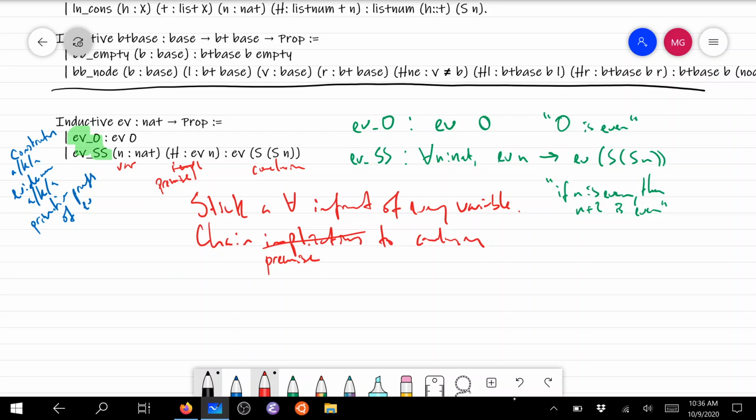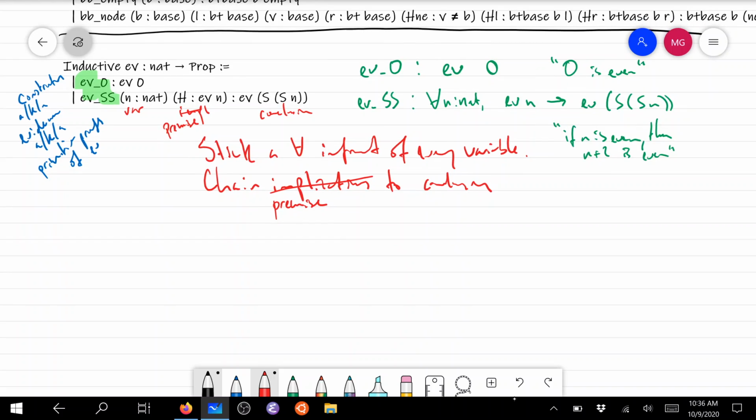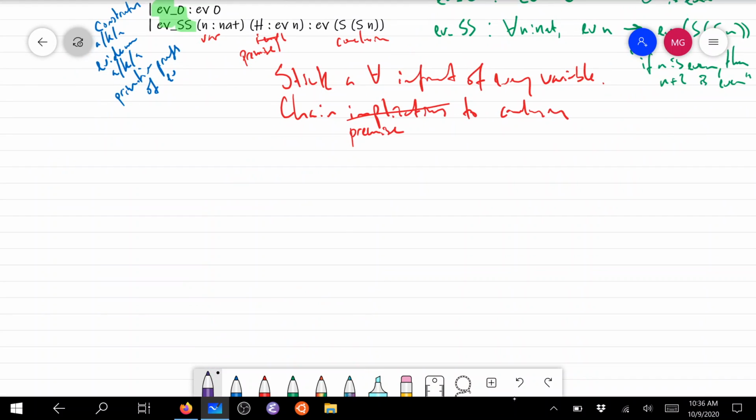Okay, so now we can ask, what is true of EV? Well, what's true of EV is anything you can get by using these two constructors. You just apply them in a loop, and that'll get you everything. So what do we know from that? Well, we can come up with a bunch of basic proofs if we want. So EV0 is a proof that 0 is even. EVSS of, give us a number 0, and then a proof that that number is even.